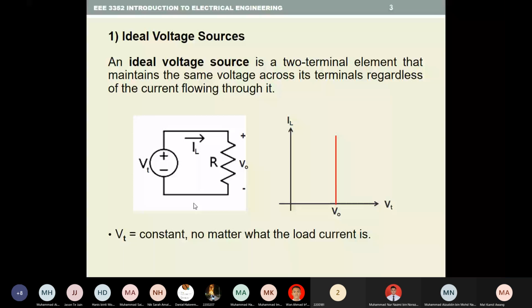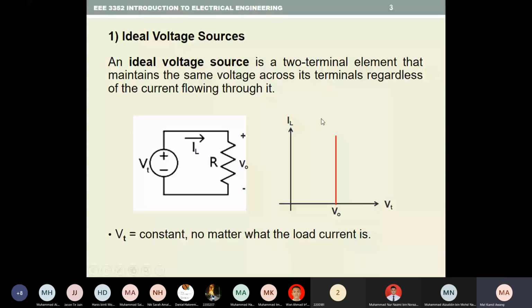For example, let's say V0 is 10 volts, so it's 10 volts throughout, no matter what current is flowing. The voltage is always 10 volts. Just like when you buy a battery, the AA battery and whatnot, across that battery you have a certain voltage. So VT is constant no matter what the load current is. It's always constant. That is the ideal voltage source.